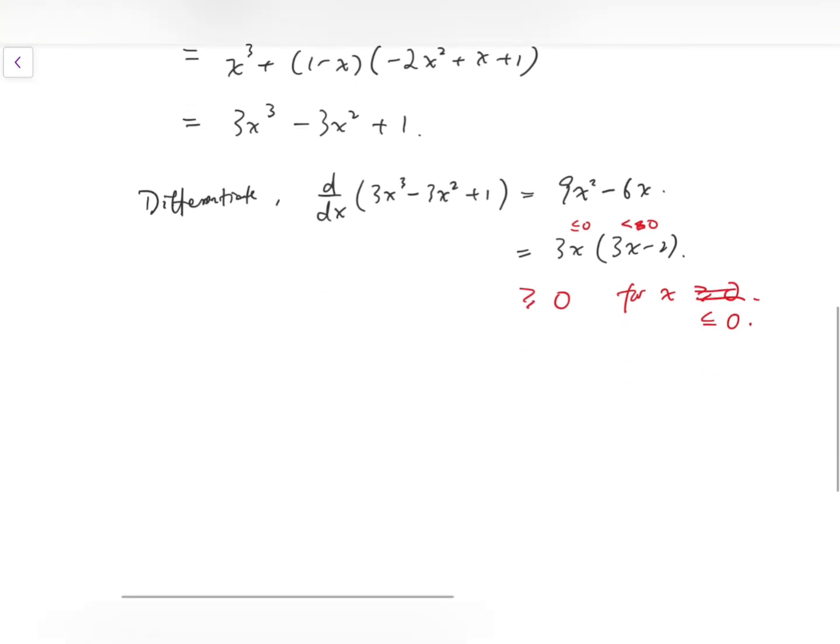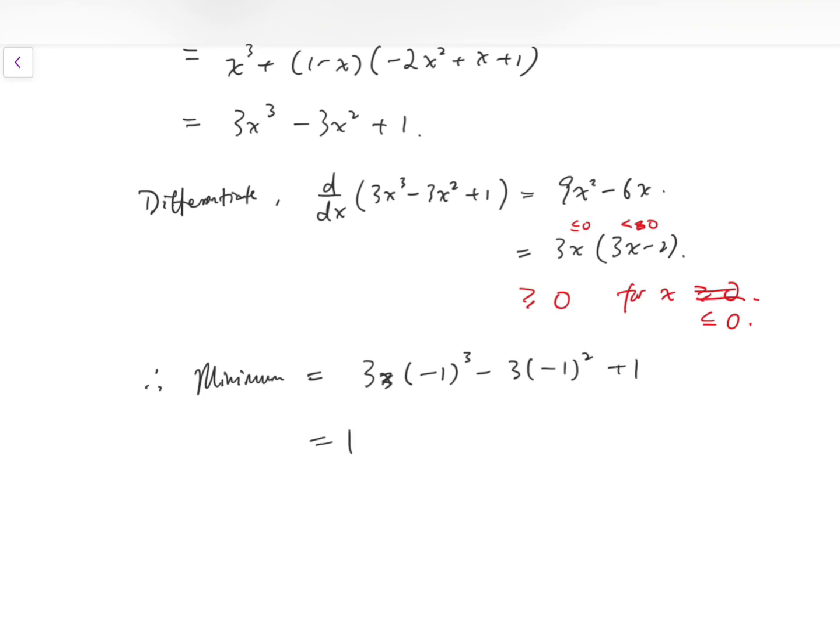So now we can say that, therefore, the required minimum is given by taking x as minus 1, because previously we got x to be between minus 1 and 1. So 3 times (minus 1) all cubed minus 3 times (minus 1) all squared plus 1. So it's 1. And let's see what happens when x equals minus 1. What will y and z equal to?